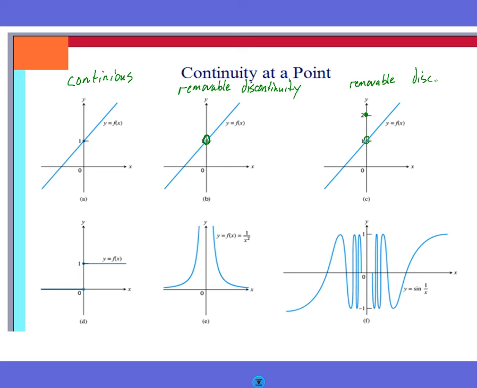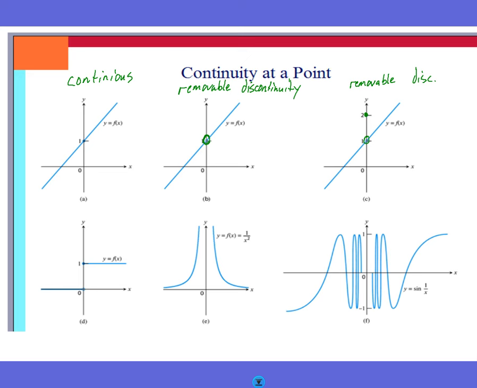Because if I redefine my function, if I say f of x is no longer just this with a hole in it, if I redefine it as a piecewise function and I use something to plug up the hole, if I say, well, f of 0 is equal to 1, if I say when x is equal to 0, my function is equal to 1, then the discontinuity is no longer there, which is why it's removable.